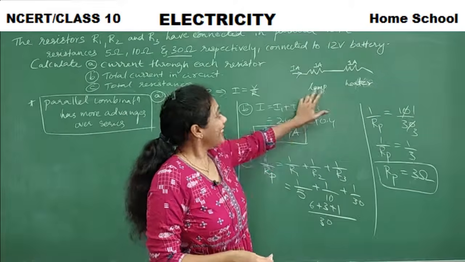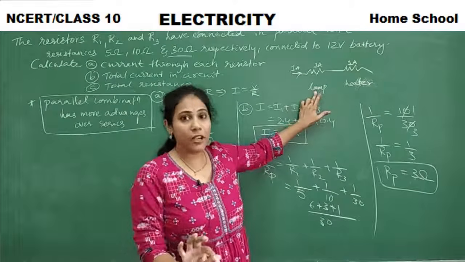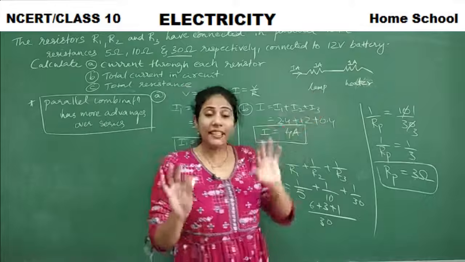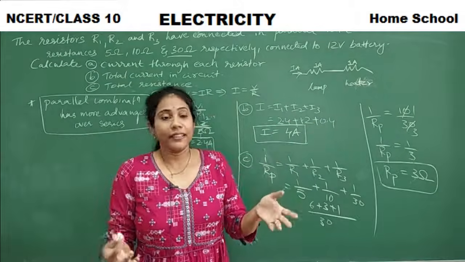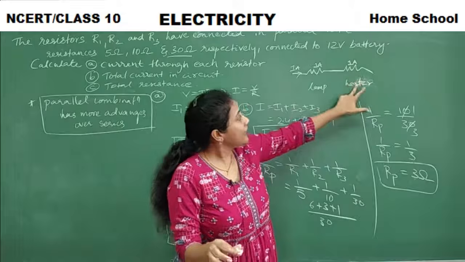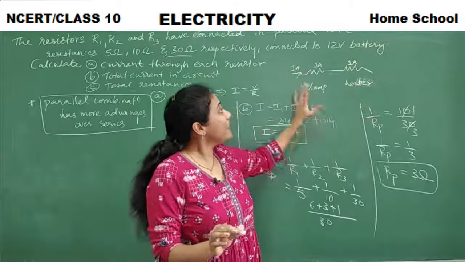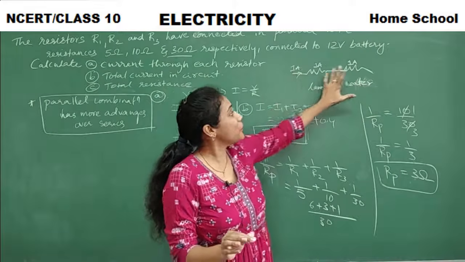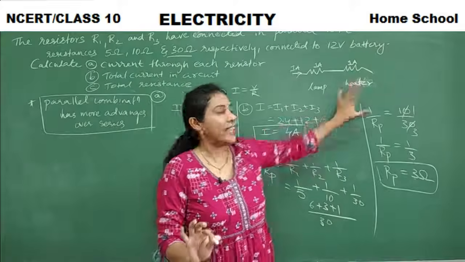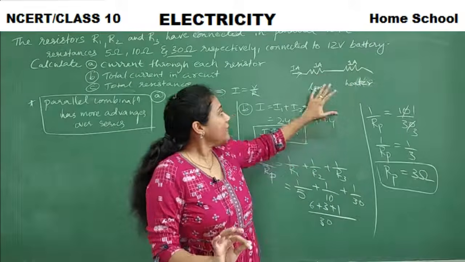Think of an electric lamp that requires less current, and a heater that requires more current. If I connect both devices in series, what would happen? The same amount of current would pass through both devices. Okay, then what actually happens?